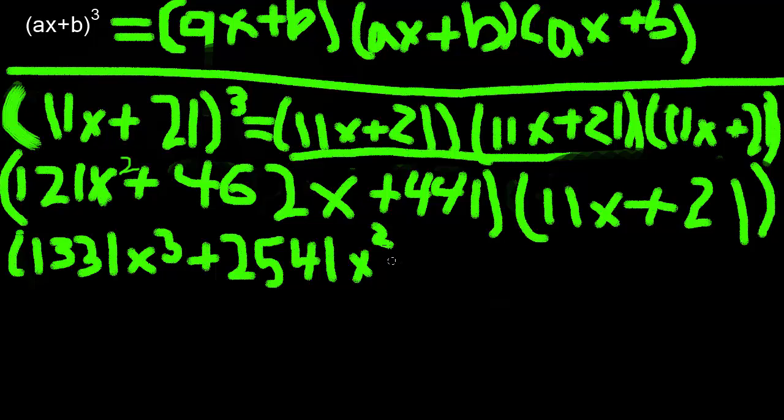So the next one, we're going to go to the 462 now, and we're going to multiply it by 11x. And that would be 462 times 10 plus 462. Let's see, what is that? 5,000. Actually getting big numbers here.